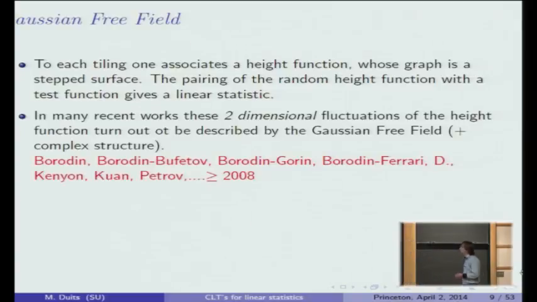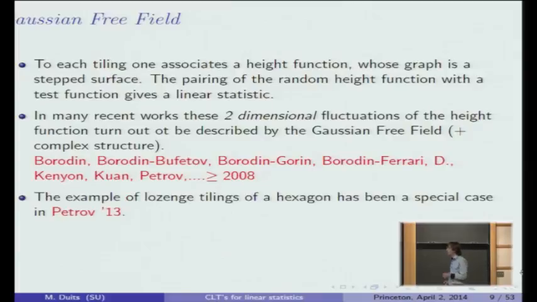Now, when the size of the hexagon grows large, you typically have a limit for your height function, and then you ask about the fluctuations around this height function, and the fluctuations are typically described by the Gaussian free field if you are in the right coordinates. I don't want to specify the precise structure here, but I just want to mention this result, and there are a lot of results in the last few years around this theme.